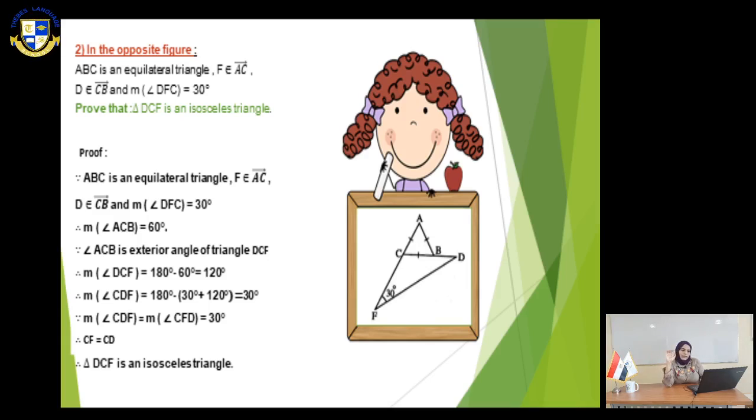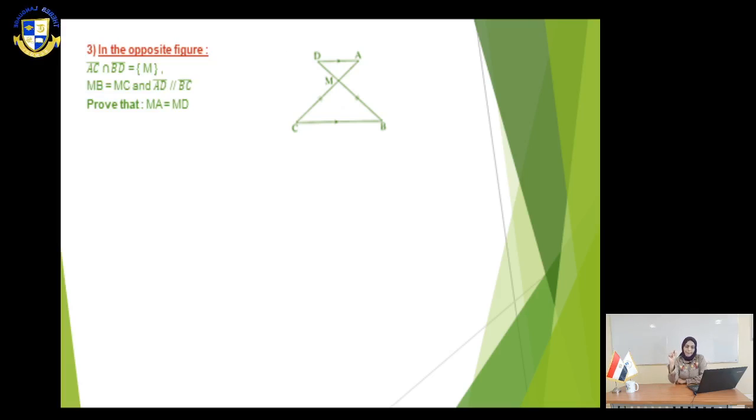Let's move to slide number 5. Also we have here an exercise. In the opposite figure, AC intersects BD at the point M. MB and MC are equal, and AD is parallel to BC. Prove that MA equals MD.